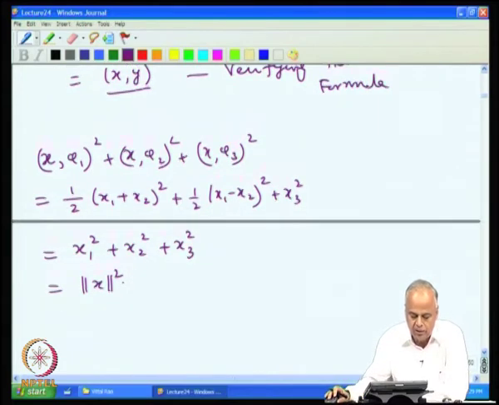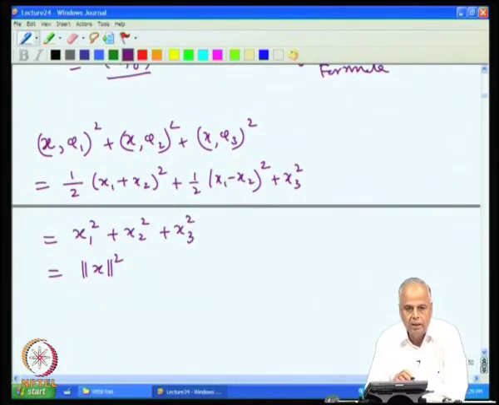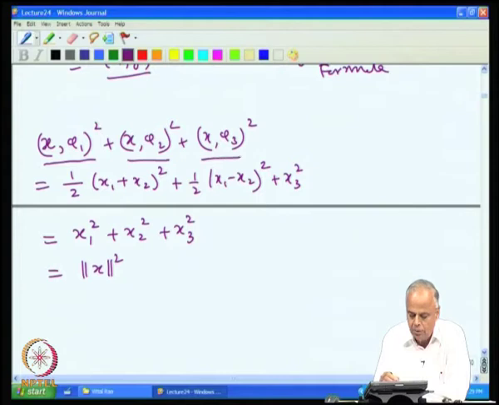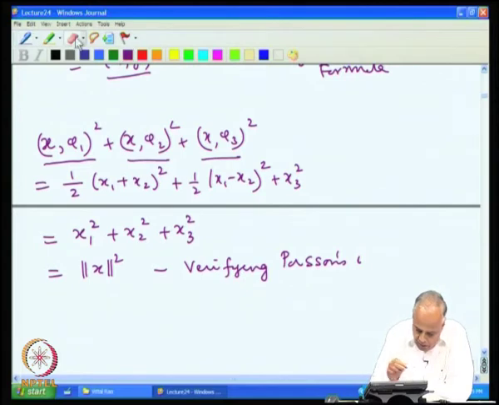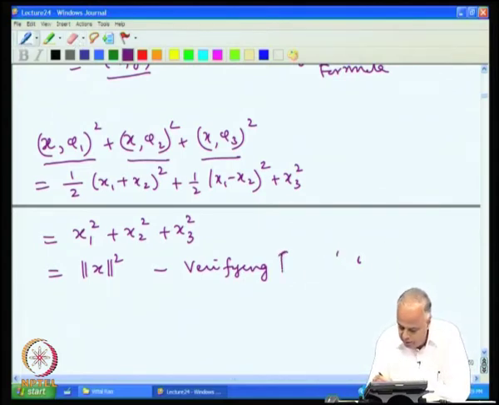So, this verifies the fact that the sum of the squares of the Fourier coefficients, the square of the first one, the square of the second one, the square of the third one, if we add them up, we get the length squared, and that is verifying the Plancherel's formula. I am sorry, this is called Parseval's identity, verifying Parseval's identity.